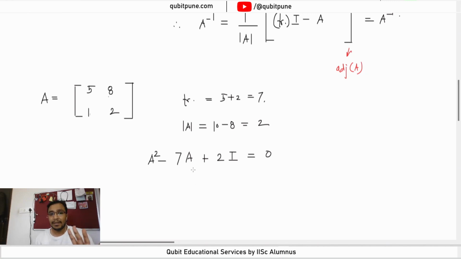I'll tell you why. You may have seen multiple choice questions where they suddenly come up with a matrix equation like this.